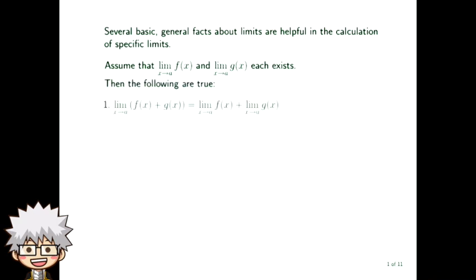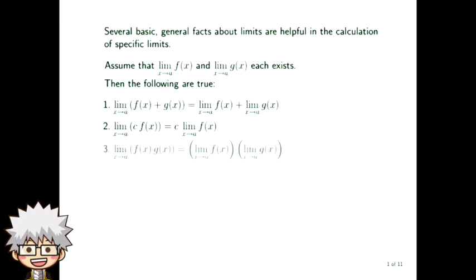1. The limit as x approaches a of f of x plus g of x is equal to the limit as x approaches a of f of x plus the limit as x approaches a of g of x. That is, the limit of the sum is equal to the sum of the limits. 2. The limit as x approaches a of a constant c times f of x is equal to the constant c times the limit as x approaches a of f of x.